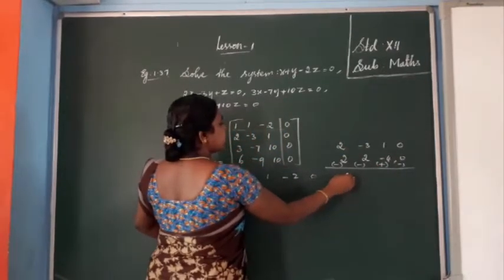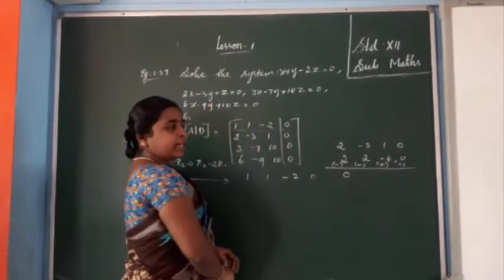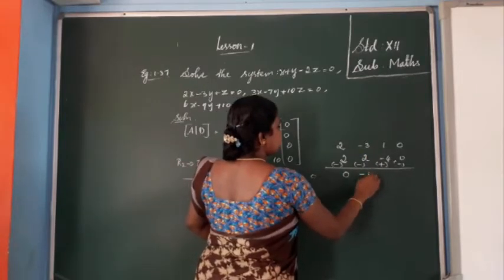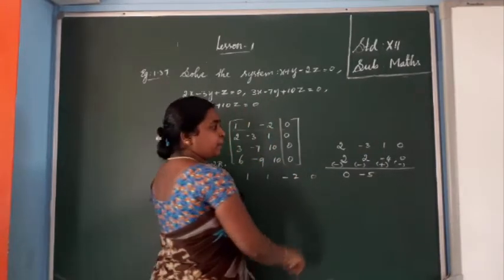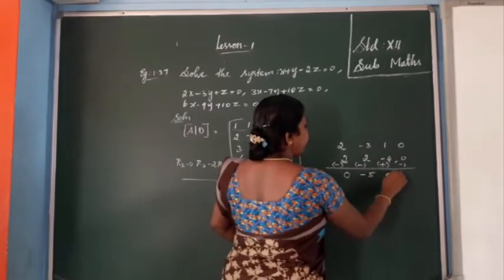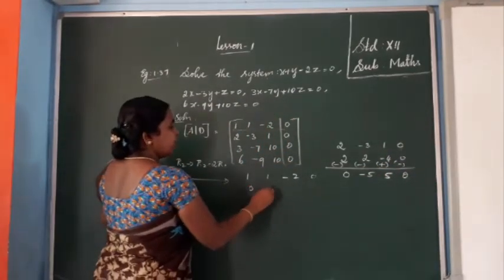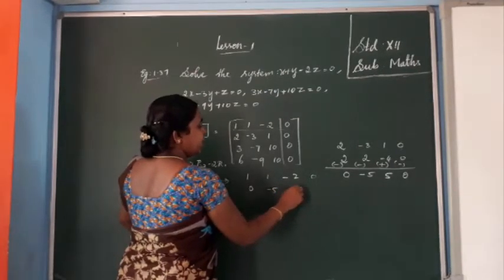2 minus 2 is 0. Then minus 3 minus 2, both are minus, so minus 3 minus 2 is minus 5. Next 1 plus 4 is 5. 0 minus 0 is 0. So what we got is 0, minus 5, 5, 0.